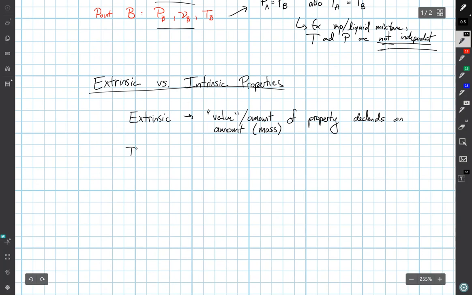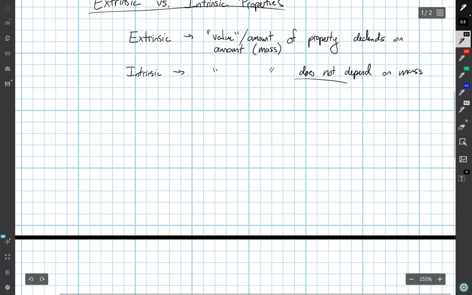For intrinsic, write the same, but does not depend on the mass. So an intrinsic property is intrinsic to that state. It doesn't depend on how much of the substance you have. An extrinsic property does depend on how much you actually have. So just some examples.